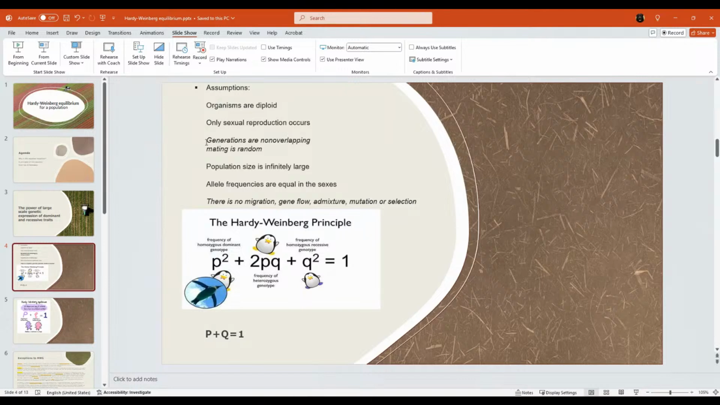The next assumption is generations are non-overlapping and mating is random. That's actually not true, right? But that's the assumption, because generations are overlapping. You can live at the same time as your father or your mother, so your lifetime overlaps theirs, right? So this is not true, but it assumes that it is true.